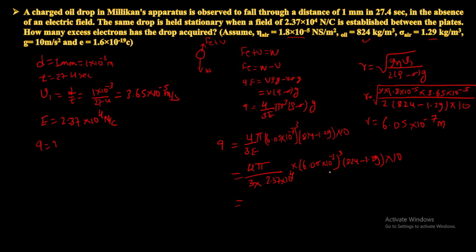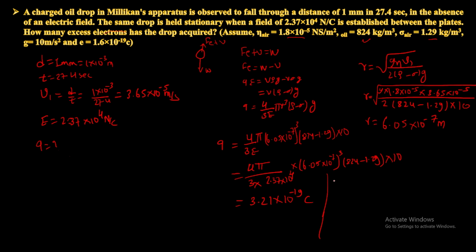By solving all the quantities here, I have found 3.21 into 10 to the power minus 19 coulomb. This is the total quantity of charge in the given oil drop. Now the next part is how many excess electrons has the droplet acquired. That means how many extra electrons should the given oil drop have.